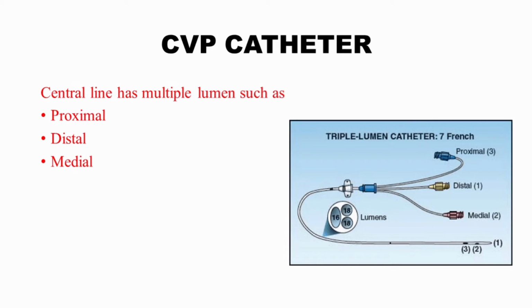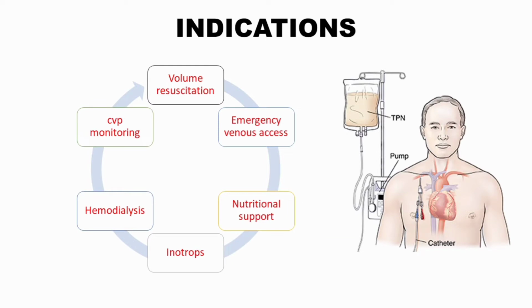Now let's see what are the indications for inserting a central venous catheter. One is volume resuscitation, emergency venous access, nutritional support, inotropes, hemodialysis, central venous pressure monitoring. Volume resuscitation: in order to rapidly deliver a large amount of fluid or blood, for example in a person in shock, a central venous catheter is indicated. Emergency venous access is, for example, for blood withdrawal or for medication administration.